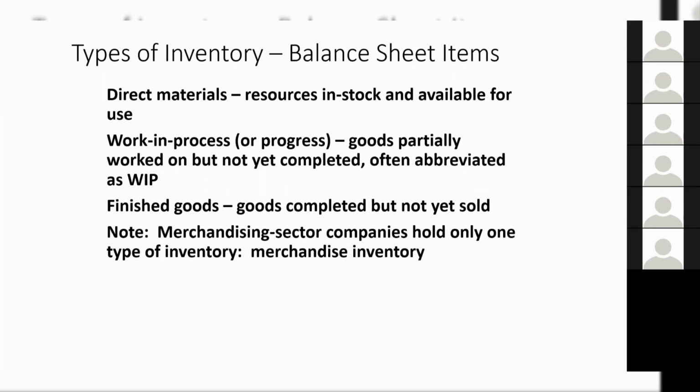We accumulate those three product costs that I was talking about before, direct materials, direct labor, and manufacturing overhead, in the work in process inventory and in the work in process account. Then we have finished goods. Those are the products completed and ready for sale. So again, three types of inventory: direct materials, work in process, finished goods. And note also that merchandising sector companies hold only one type of inventory, the merchandising inventory, because they don't make anything, they just sell stuff.